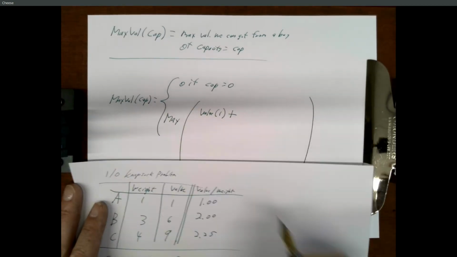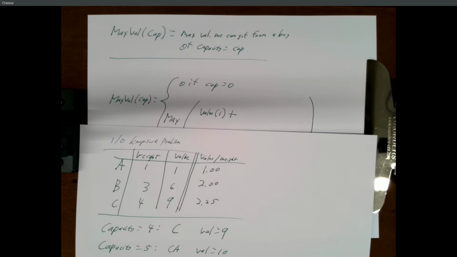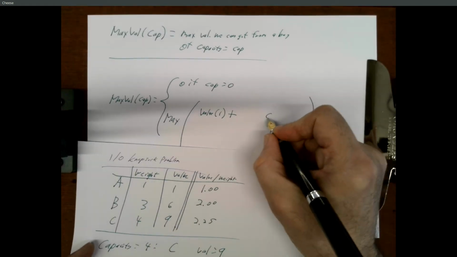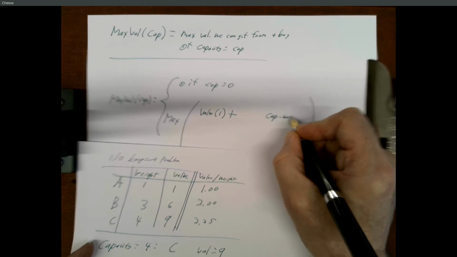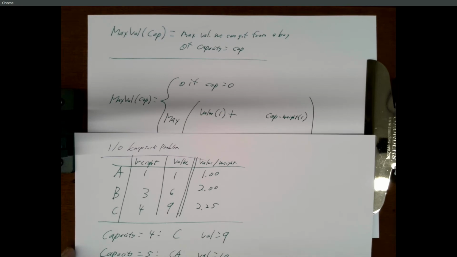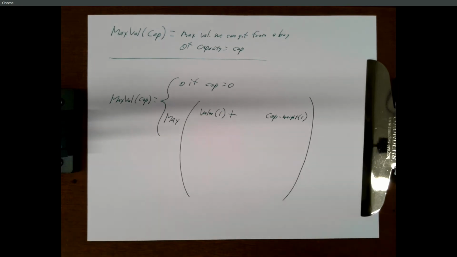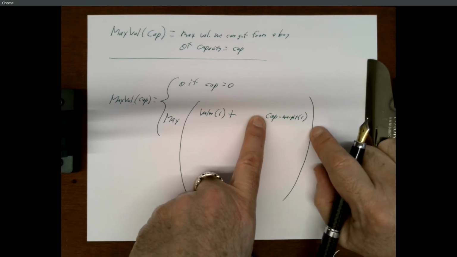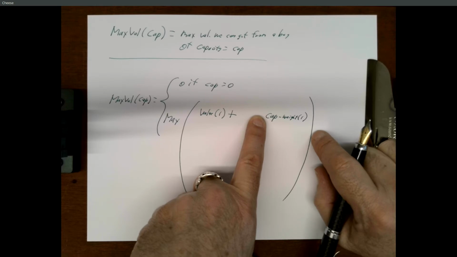But since I put item 1 into my bag, it cannot hold as much stuff anymore. I've diminished the capacity of my bag. How much have I diminished it by? Whatever the weight of item 1 is. So I put item 1 in my bag. I get this much value from that item. My capacity goes down by the weight of item 1. How much value can I get from a bag with this diminished capacity?